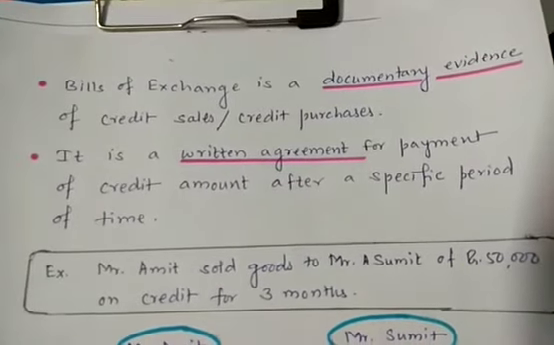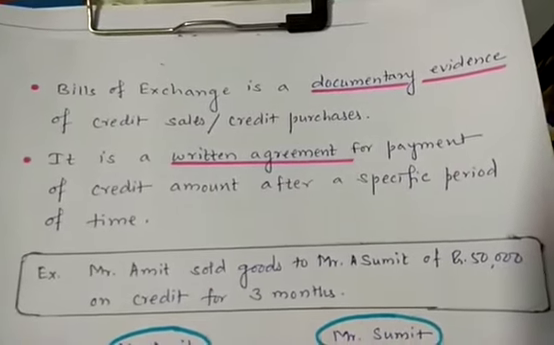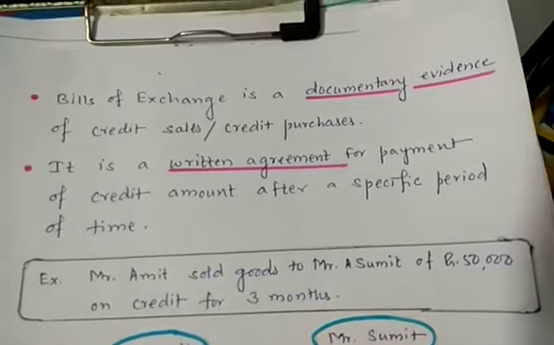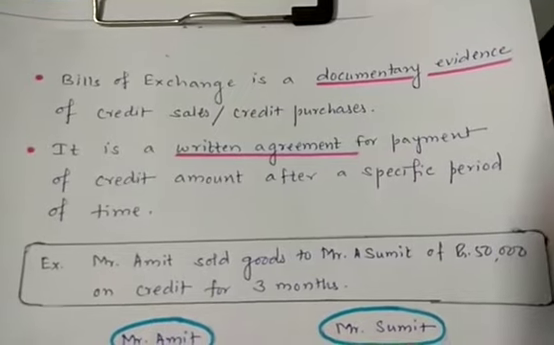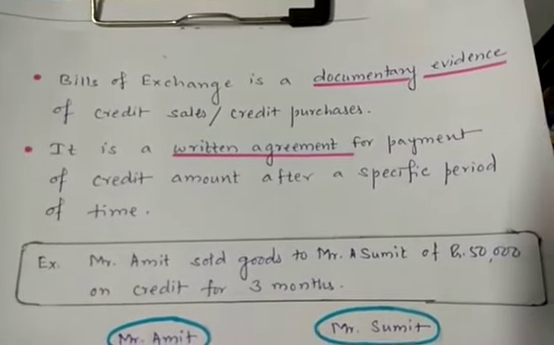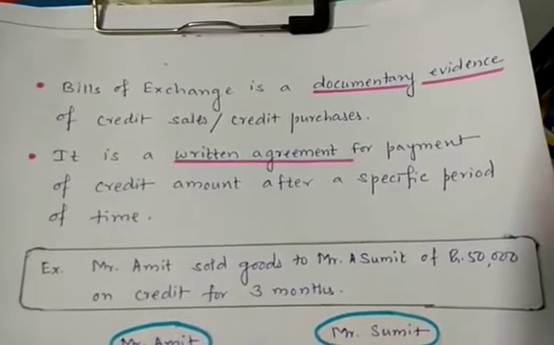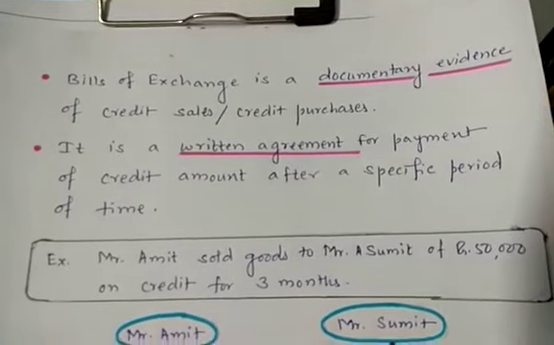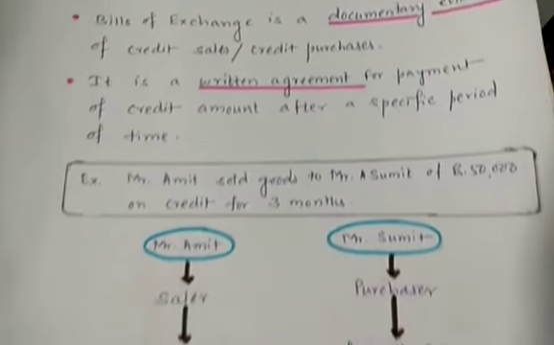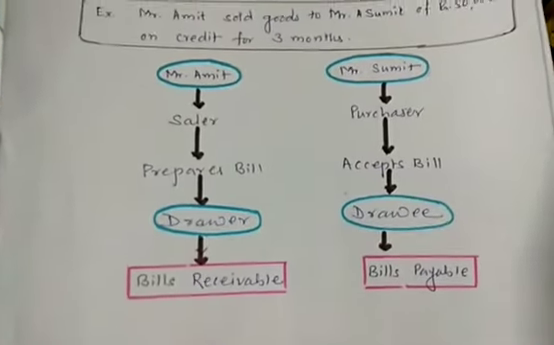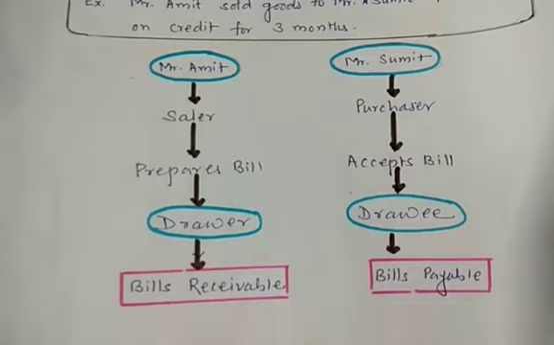Let's take an example. Suppose Mr. Amit sold goods to Mr. Sumit of rupees 50,000 on credit for a period of 3 months. See here, there are two people, Mr. Amit and Sumit. The amount is 50,000 rupees and the period is 3 months. The same example I'll be carrying forward throughout the video. These two people, Mr. Amit and Sumit, are the seller and purchaser.